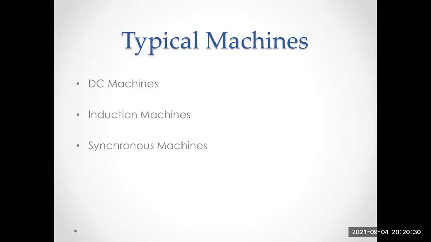Now, under each machine, we have two categories, generator and motor. Under the DC machine, we'll have the DC generator and DC motor. Under induction machines, we'll have the induction motor and induction generator. Under the synchronous machine, we'll have the synchronous generator and synchronous motor.